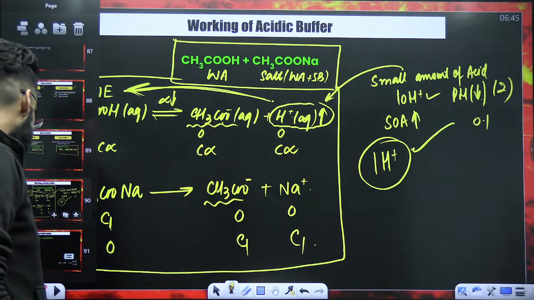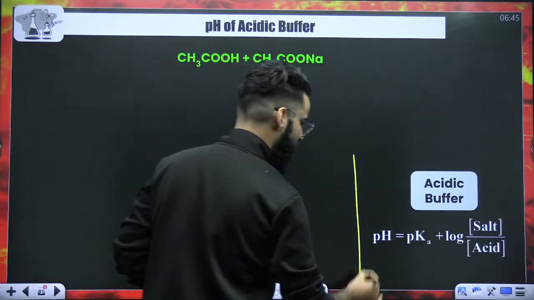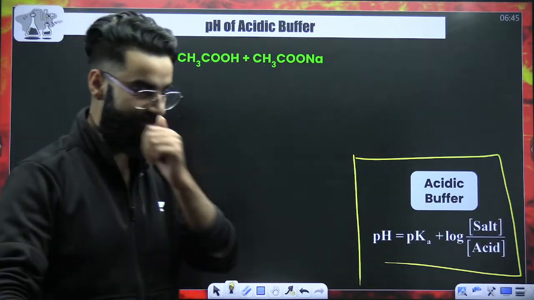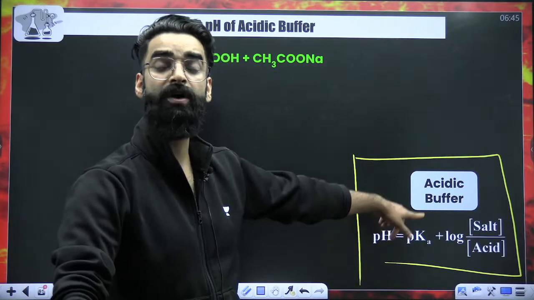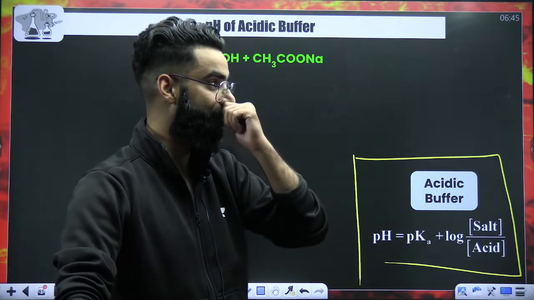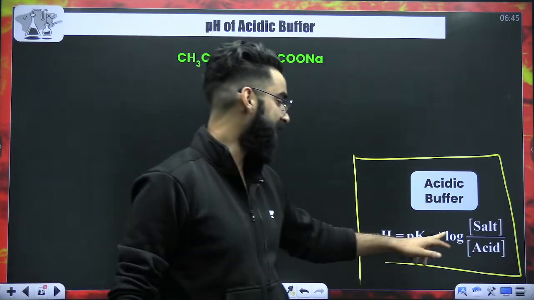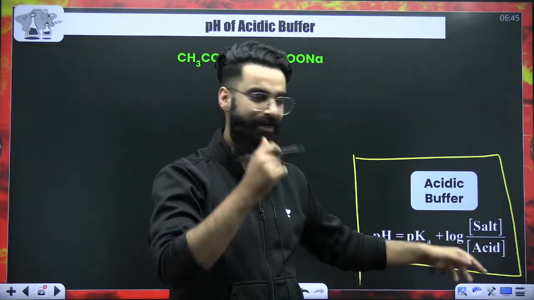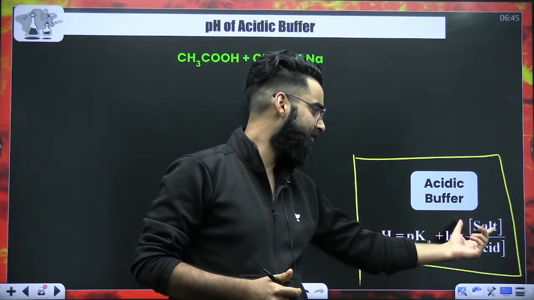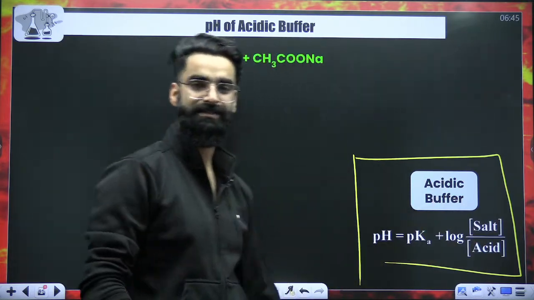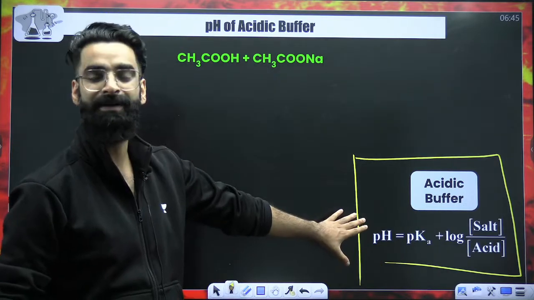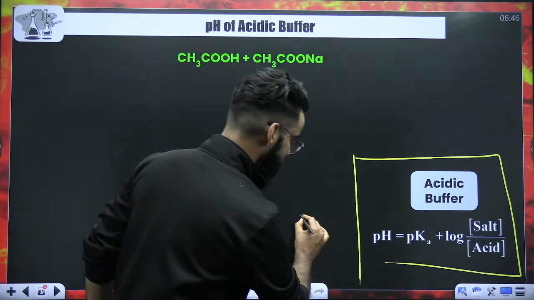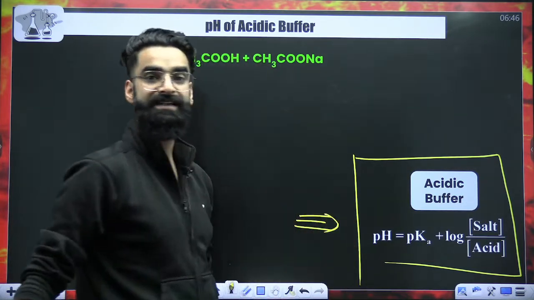Now, guys, there is one result which I would want you to remember directly. How do you calculate the pH of the buffer? pH of the buffer is pKa plus log of concentration of salt divided by concentration of acid. That is, pKa plus log of concentration of conjugate base divided by concentration of acid, right? You can remember this particular result. I'll show you its application in some time. First of all, remember this. This is how you calculate the pH of the acidic buffer.